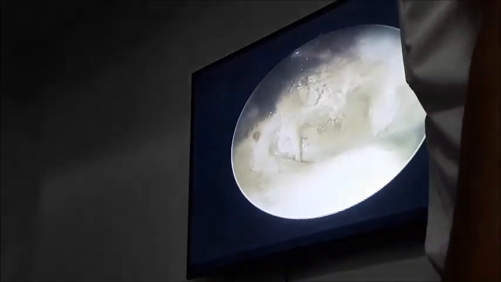Below is the soft palate. It's the superior surface of the soft palate that you're seeing. Now from here, I go right above. I'll try to show you the superior turbinate.